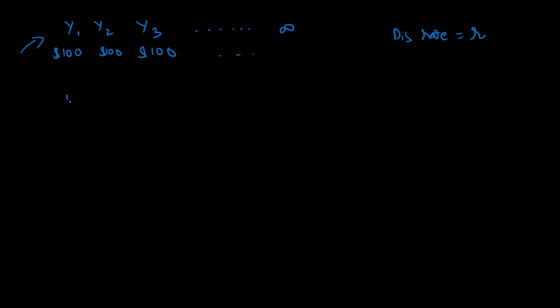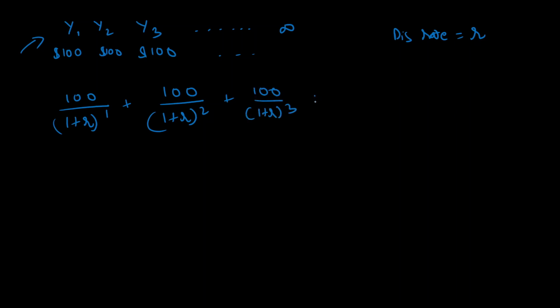So for year one, we get 100 divided by 1 plus r raised to the power number of periods. In this case, it's just 1. For year two, we do 100 divided by 1 plus r raised to the power 2. For year three, raised to the power 3, and this will go on dot dot dot. Now you can notice 100 is common in all of these terms, so we can just take that out. And inside the bracket we'll have 1 by 1 plus r plus 1 by 1 plus r squared plus dot dot dot.